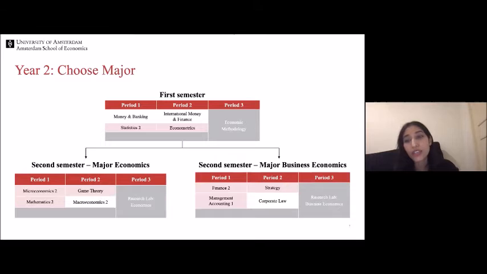On the other hand, if you choose to major in business economics, you will build upon courses like finance and management accounting, and you will have corporate law, and you will also be introduced to game theory in the form of strategy. So the differences are subtle, so beware that both majors will involve you getting to learn some game theory because it is widely applicable in fields of economics and business economics. And in both majors, you have the opportunity to do a research lab tailored to the specific major.